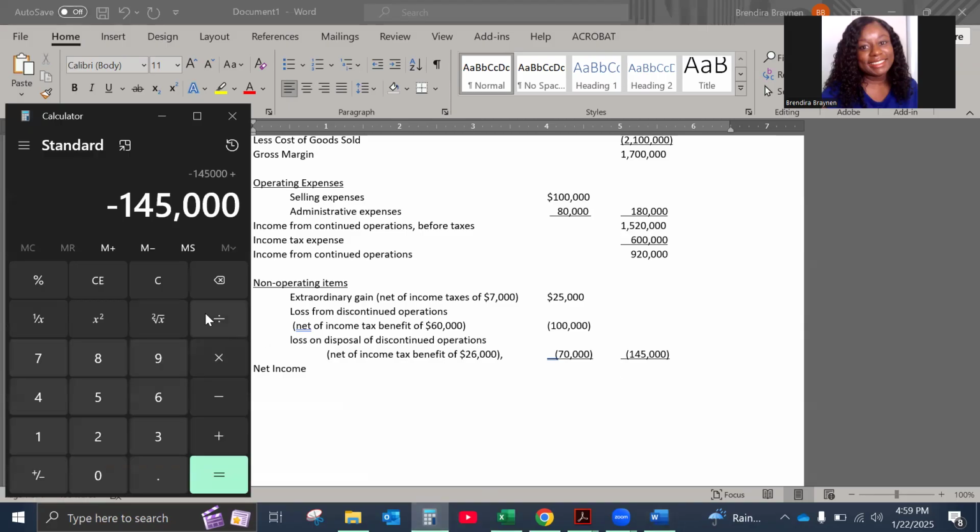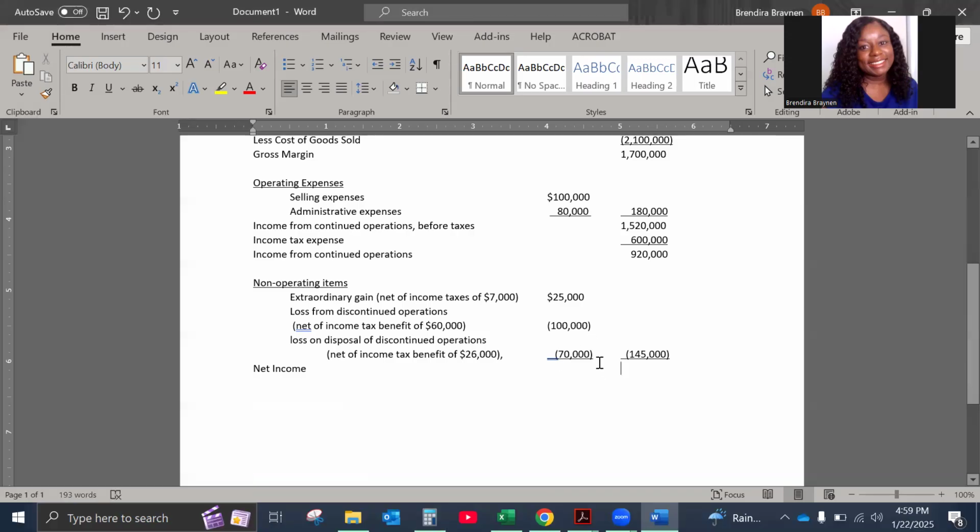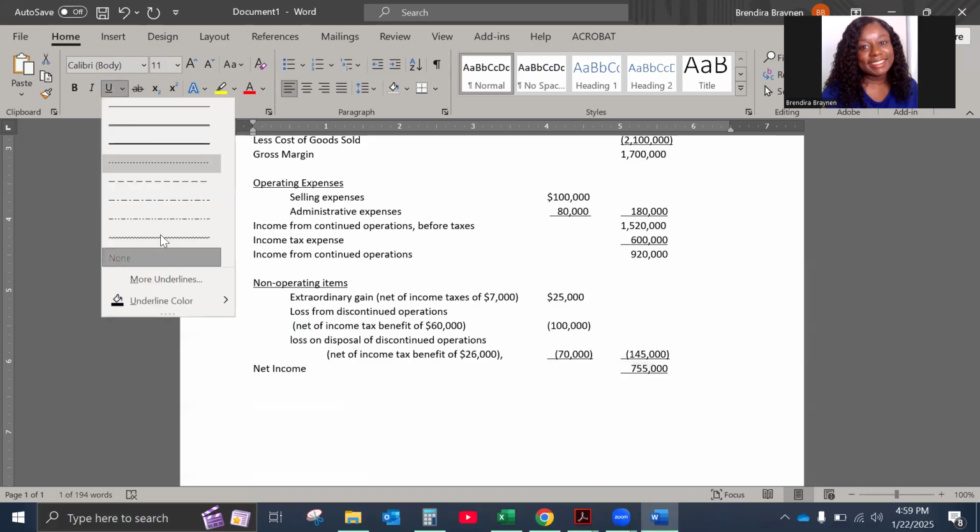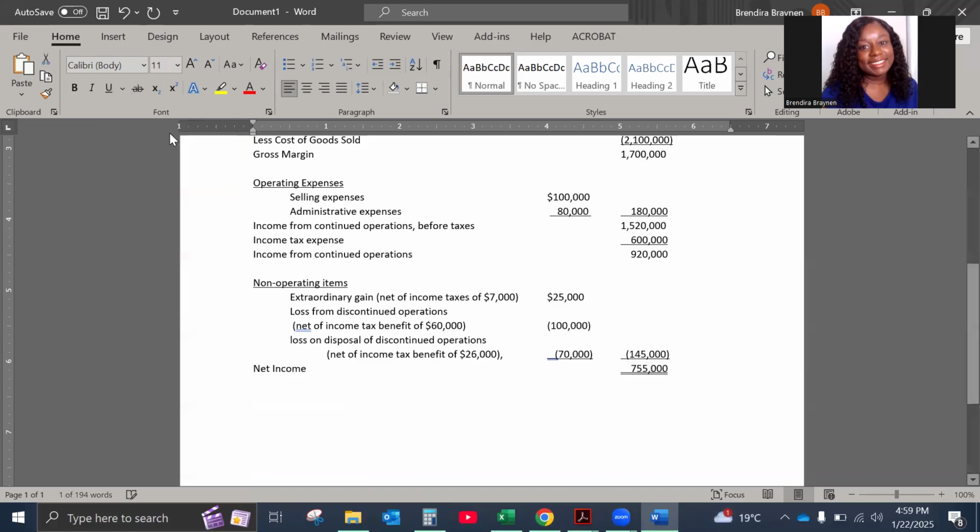So I'm going to take this plus 900,000, which means that I have a net income of 755,000. And so that is going to be my net income in this case. As we should know, you double underline your net income always.